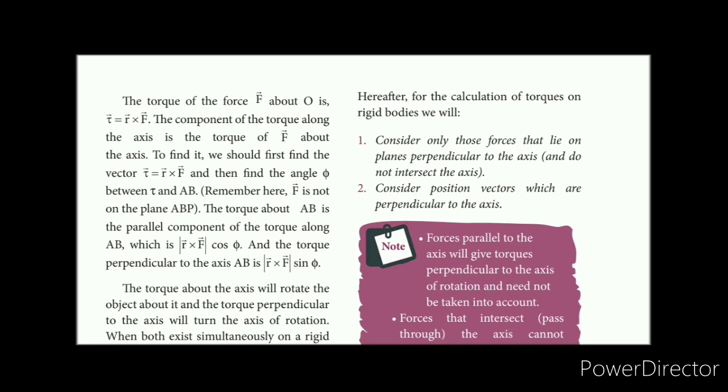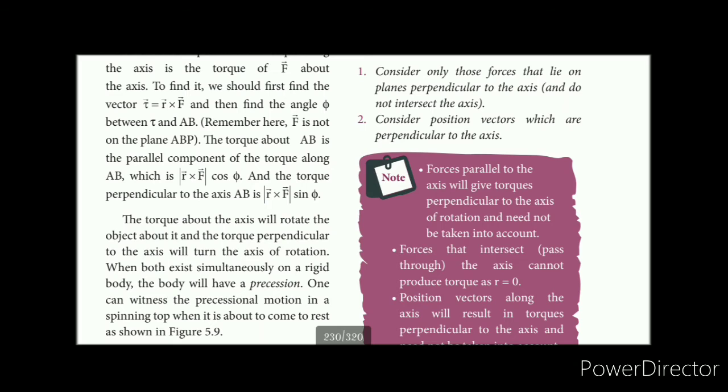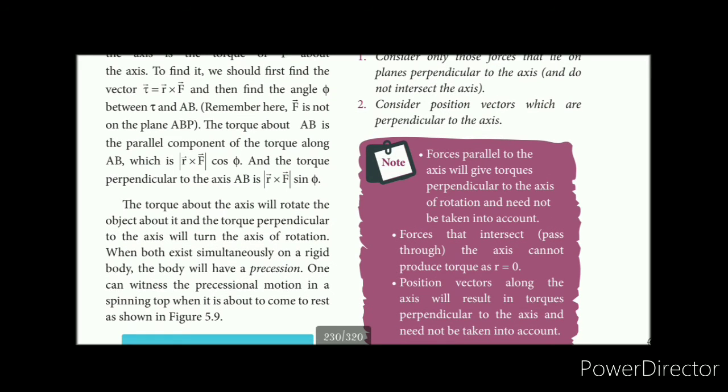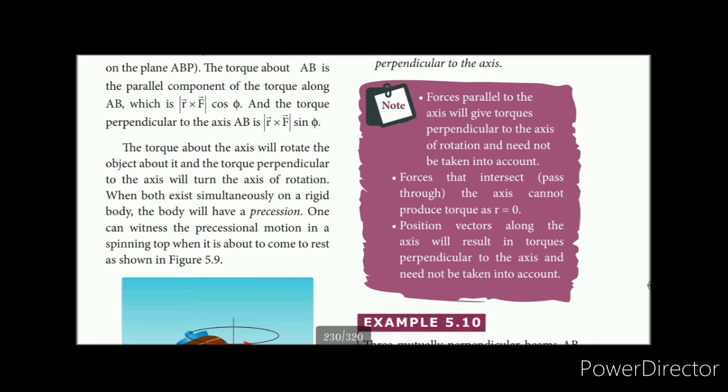The torque about an O, torque tau vector, will be equal to r vector cross F vector. We want the component of that torque along the axis, of the F vector about the axis. To find it, we should first find the vector tau equal to r vector cross F vector. Then find the angle phi between tau and the axis AB. The torque parallel to AB, along the axis, is the modulus of r vector cross F vector times cos phi. But the torque perpendicular to the axis AB equals r vector cross F vector times sin phi.